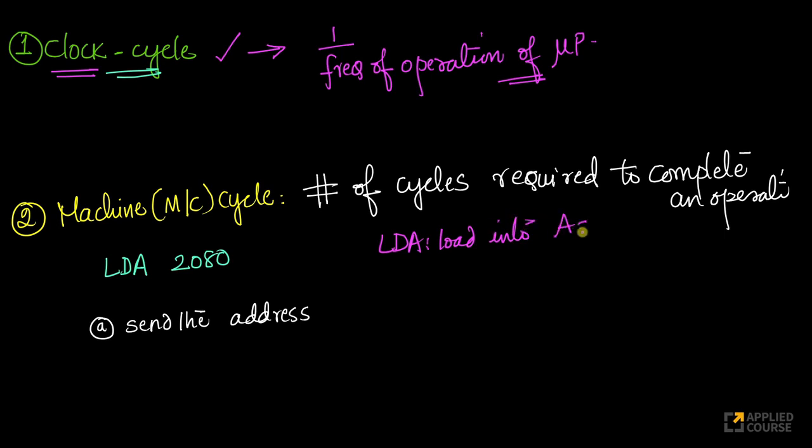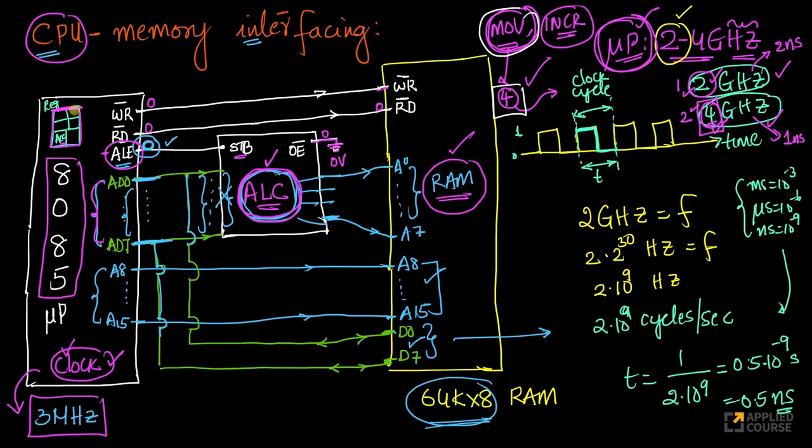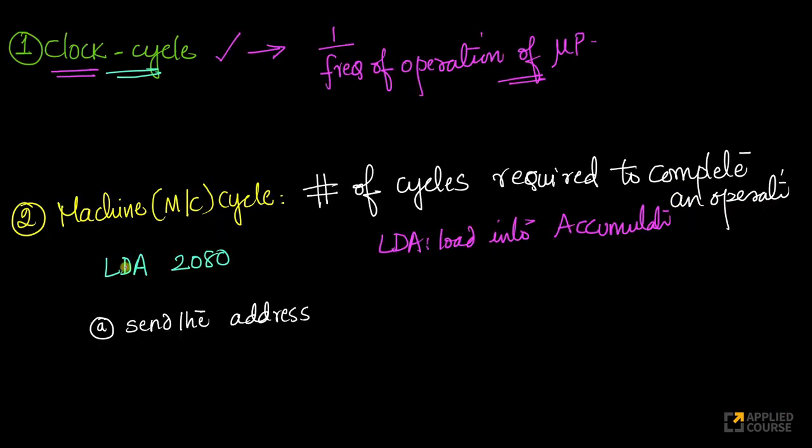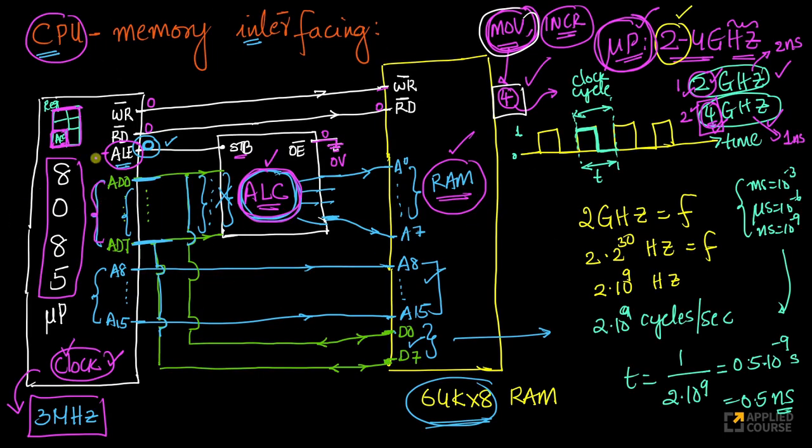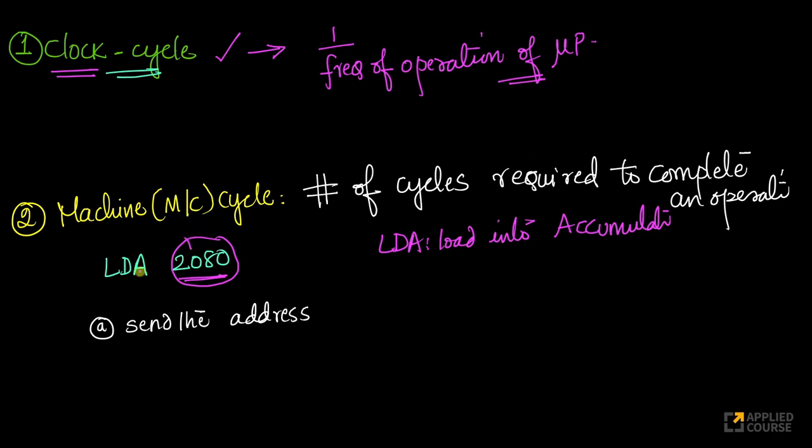Now, the accumulator is a special register in the microprocessor, used for special purposes. So LDA basically means whatever data is at address 2080 in your main memory, load those 8 bits of data, in this case 8 bits, because we're talking about the 8085 microprocessor. Let's assume this is being executed on an 8085 processor.